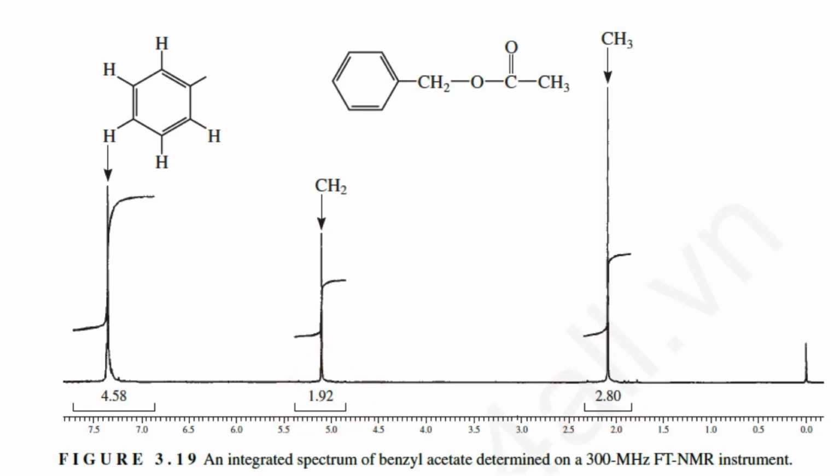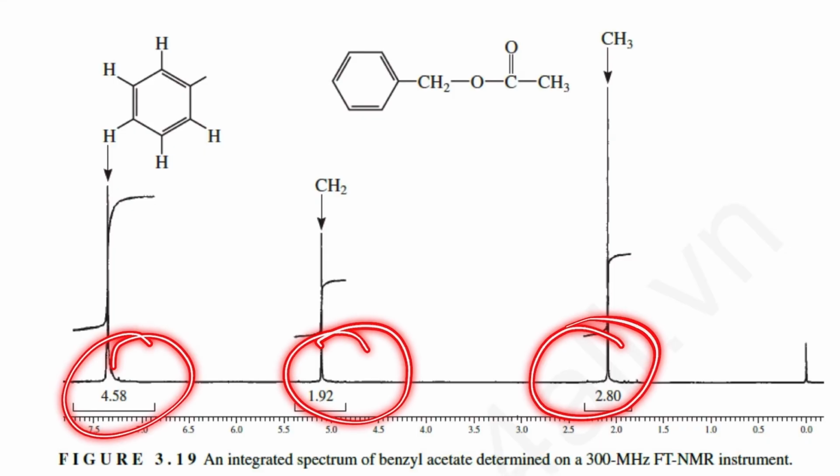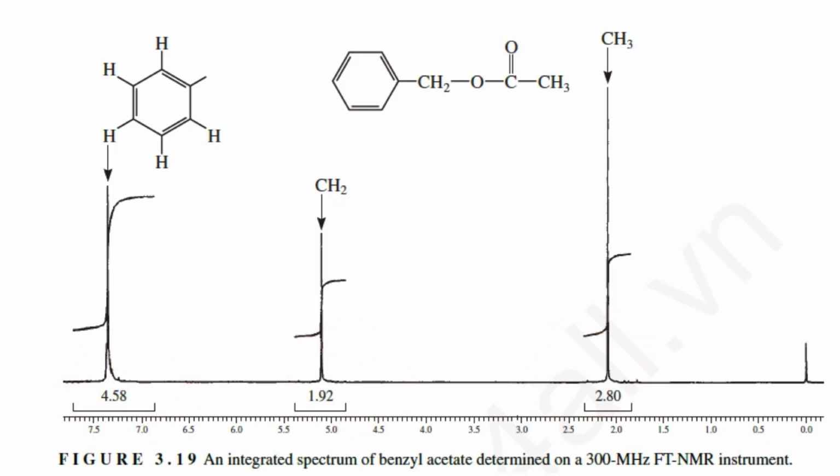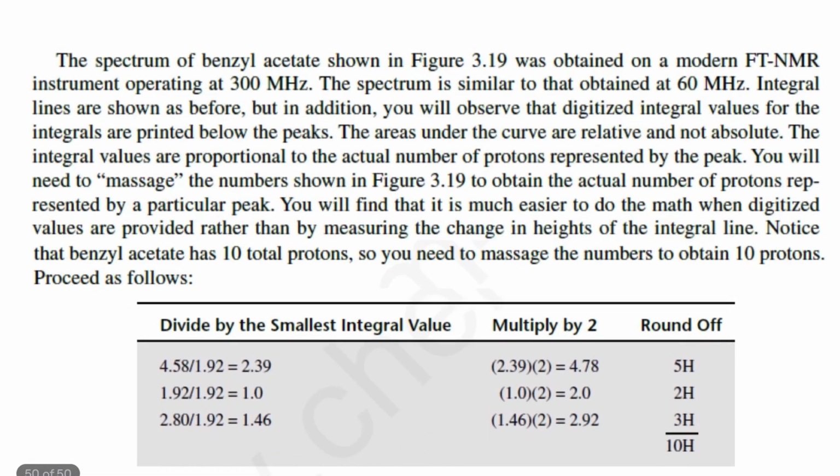So the areas under the curve are relative and not absolute. The integral values are proportional to the actual number of protons present in each peak. So you will need to add up these numbers to obtain the actual number of protons, or you will do a little bit of math. It is very much easier to do the math when digitized values are obtained in the spectrum rather than to measure the changes in heights of each integral line. So this calculation has been performed in this next slide.